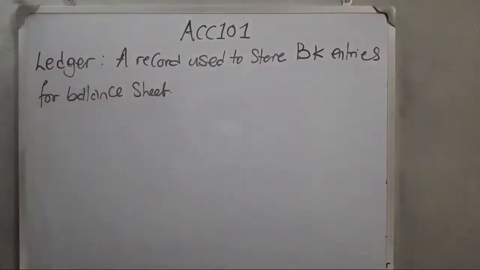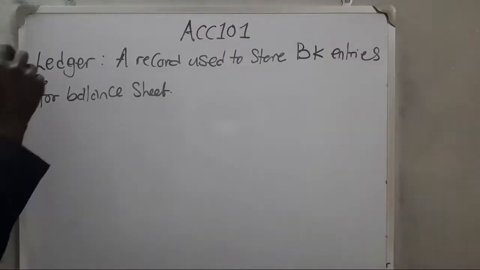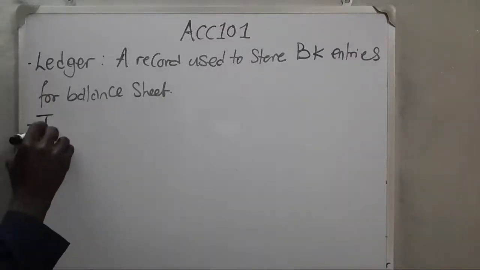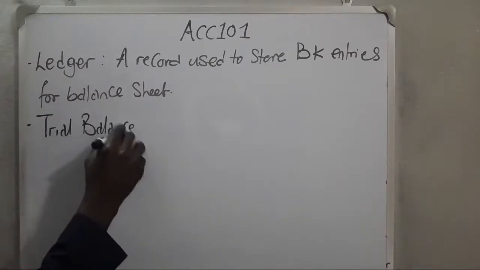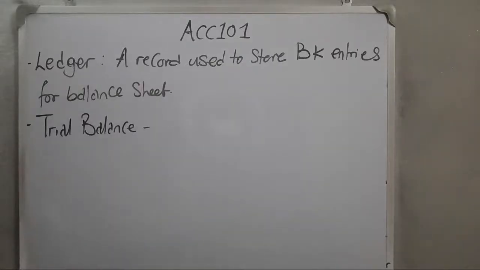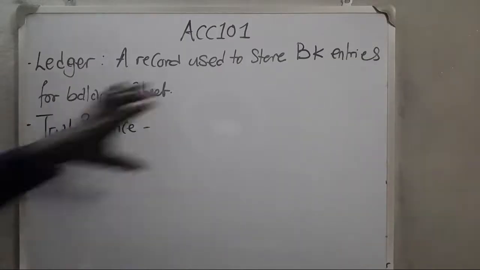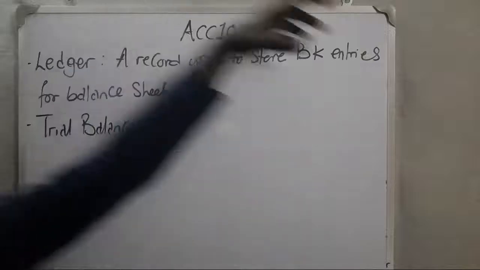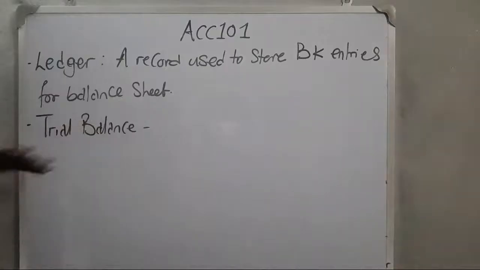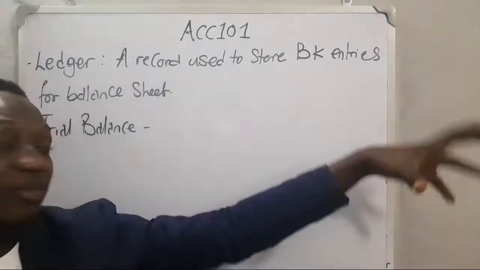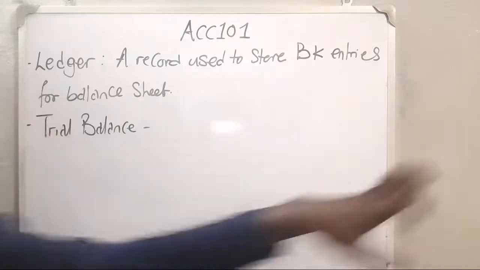So we have the ledger. Now let's talk about the trial balance. These two are the climax of bookkeeping. Now when we say the trial balance, what are we talking about? Basically there's nothing much about the trial balance, where the major work is the primary book of entry and the ledger. So the trial balance is just to cross check if what has been done in the primary book of entry and the ledger corresponds.